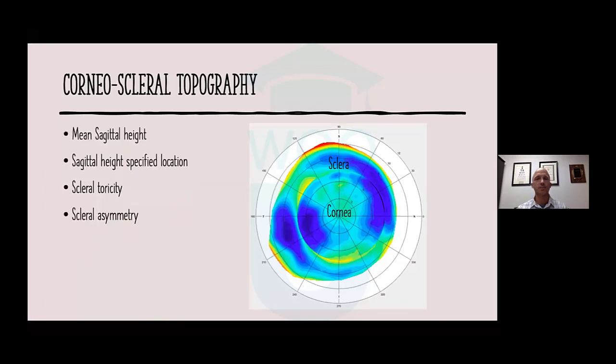From corneal scleral topography, we're able to obtain a number of measurements, including, and not limited to, mean sagittal height of the eye at any selected quarter diameter. We can measure sagittal height at a specific location. We can measure scleral toricity very accurately. We can also measure scleral asymmetry.